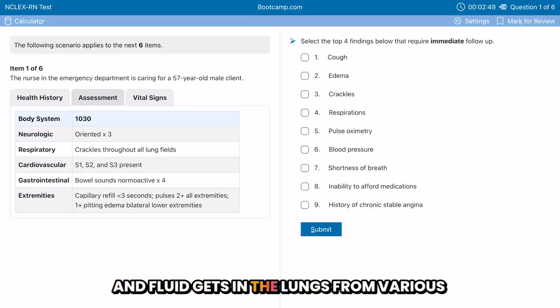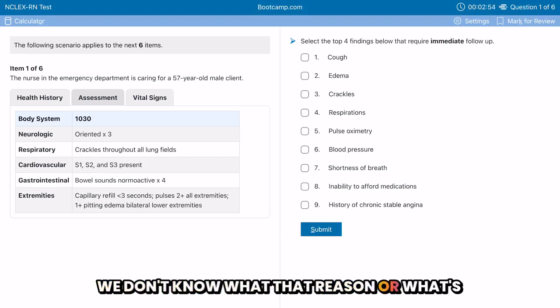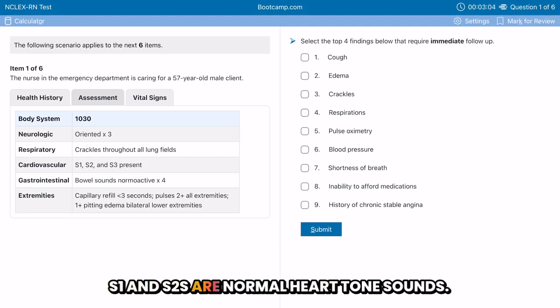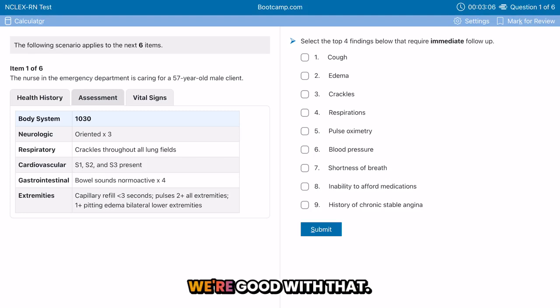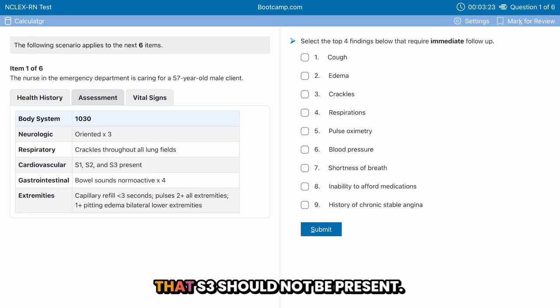And fluid gets in the lungs from various different places or reasons. We don't know what that reason or what's causing it just yet. However, we know that it got there and it's there. It's present. S1, S2, and look at that S3. S1 and S2s are normal heart tone sounds. We're good with that. But the S3 is an indication that something is going on that shouldn't be happening. In a normal, healthy adult, or an adult that doesn't have cardiovascular issues per se, that S3 should not be present.